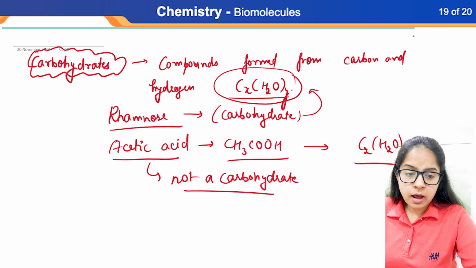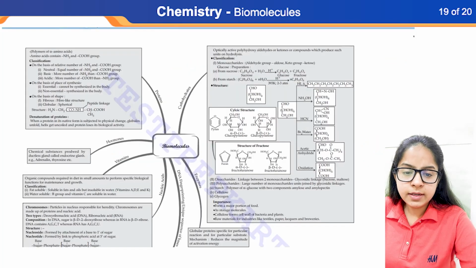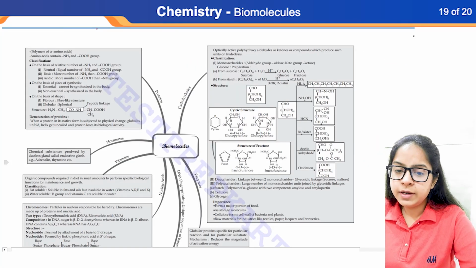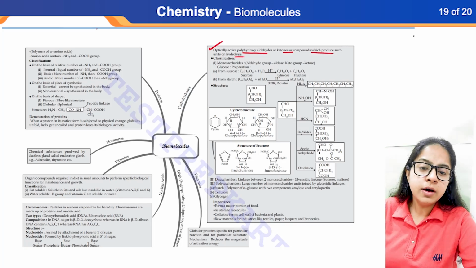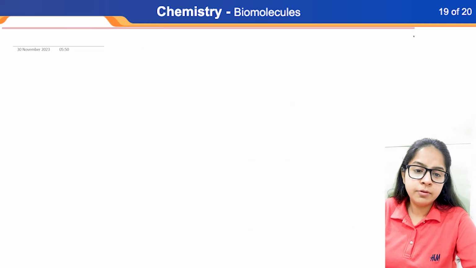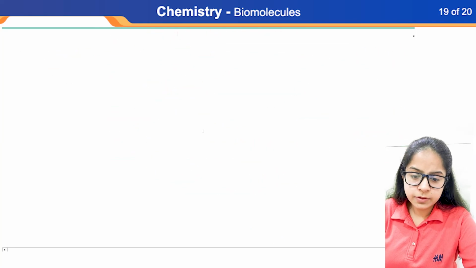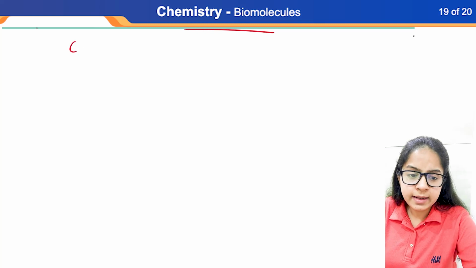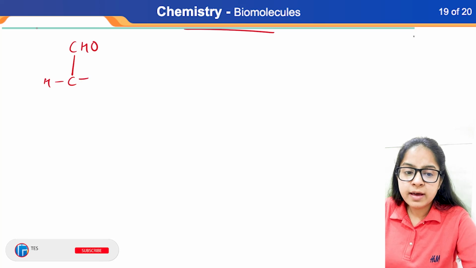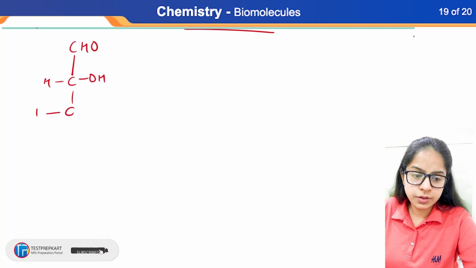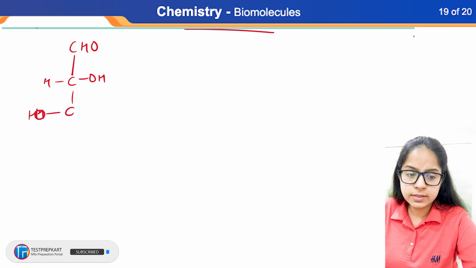Now, after that, there is a general definition for the carbohydrate, that is optically active polyhydroxy aldehyde or ketones, or the compounds which produce such units on hydrolysis are called carbohydrates. Polyhydroxy aldehyde and ketone optically active, so there is a need of chiral center. I am showing you, and this you need to remember.